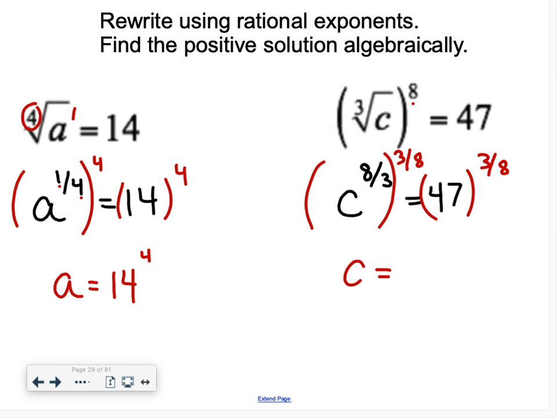So then, you know, a power to a power from yesterday multiplies to 1, so I get c equals 47 to the 3/8. Okay, now, question, do you know what the 8th root of 47 is? No, definitely not. And do you want to cube 47 without your calculator? No. Could you pick up your calculator and type that in and get the decimal approximation? Absolutely. Okay, so you can leave your answer as is or dump it in your calculator depending on what the question asks of you.